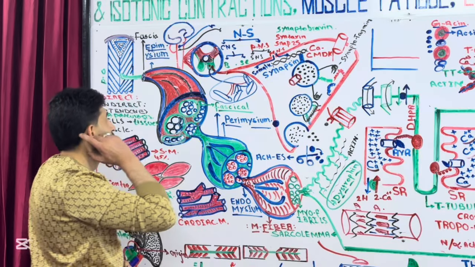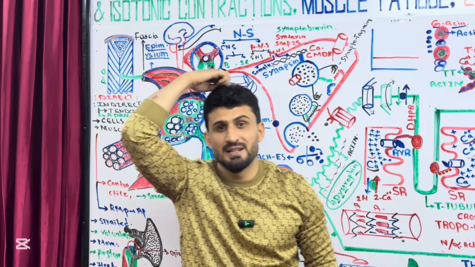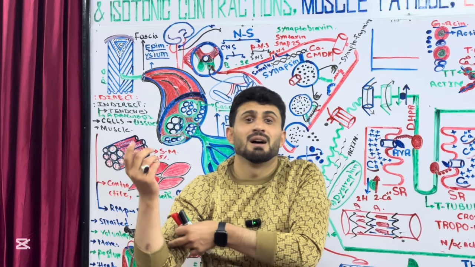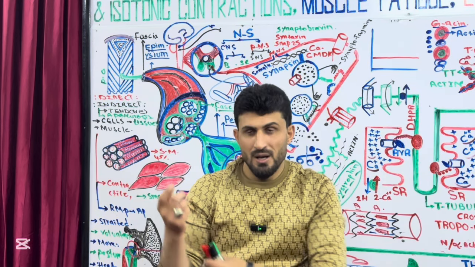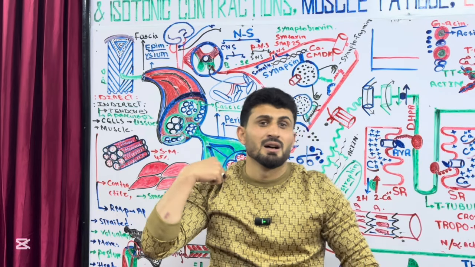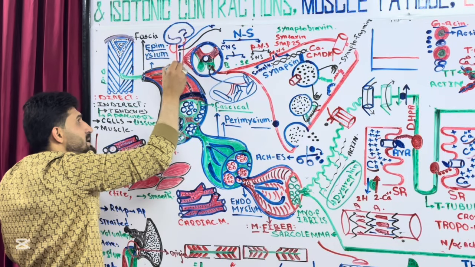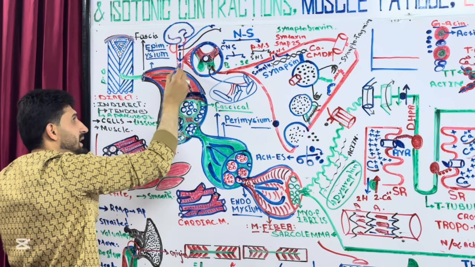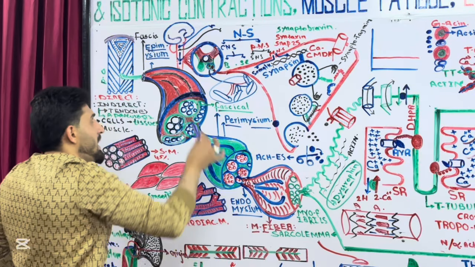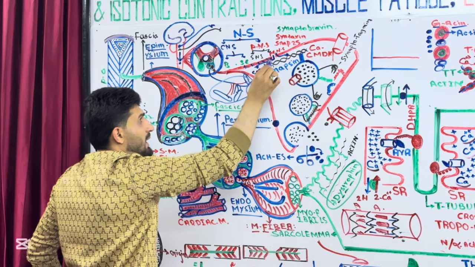Now, let's move on. From the motor cortex of the cerebral cortex, you decide to move your right hand, to contract the biceps brachii muscle. From the motor area, depolarization and repolarization come to the spinal cord. From the spinal cord, they stimulate the neurons present in the anterior gray horn.